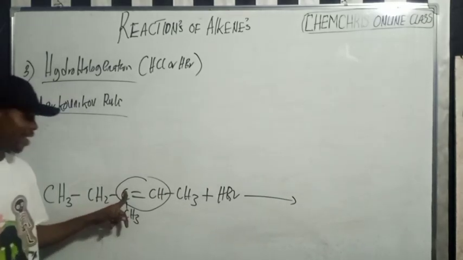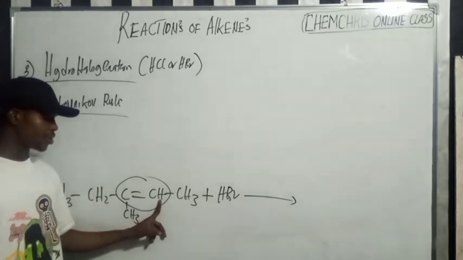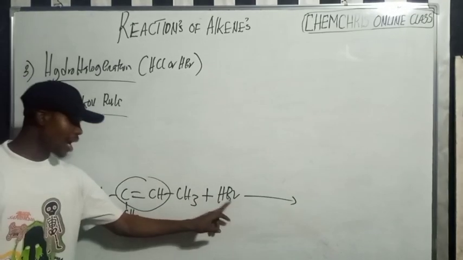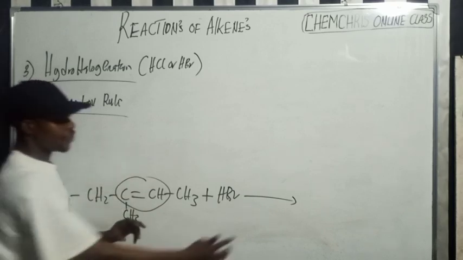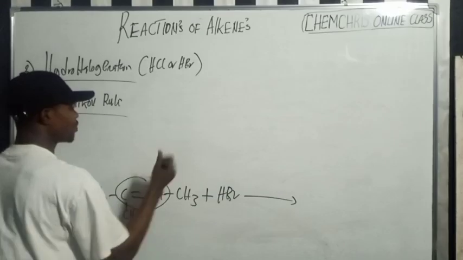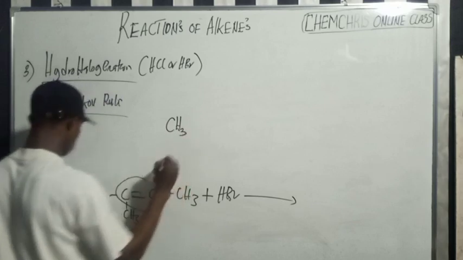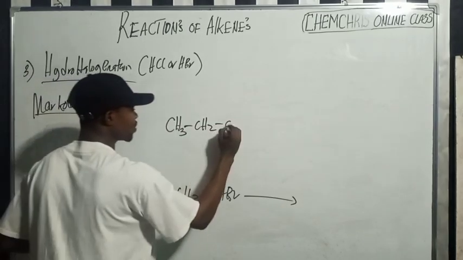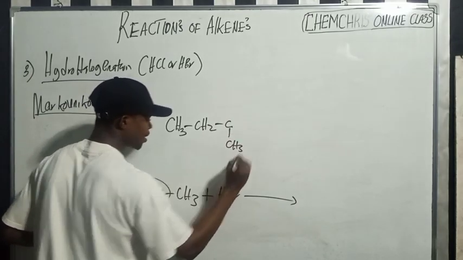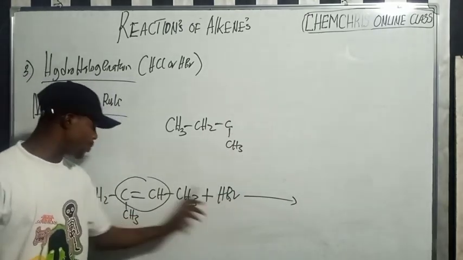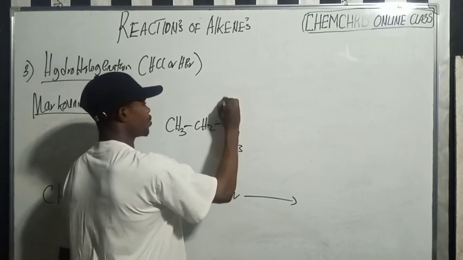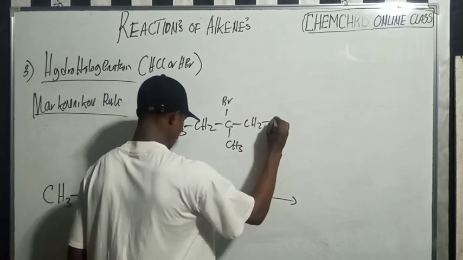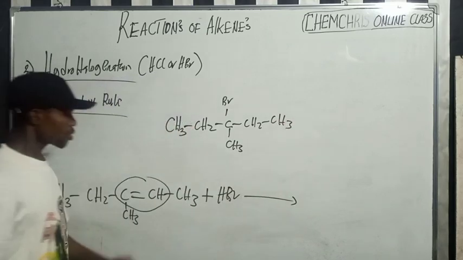This carbon does not have any hydrogen. This one will only have one hydrogen. Now, according to Markovnikov addition, hydrogen is added here, and Br will be added to the other point here. For the sake of this video, I'm writing it here. So here I'm going to have CH3, CH2, C, here we have CH3, right? Now, bromine will be added to this other point here. So here we have Br, then you have CH2, CH3.